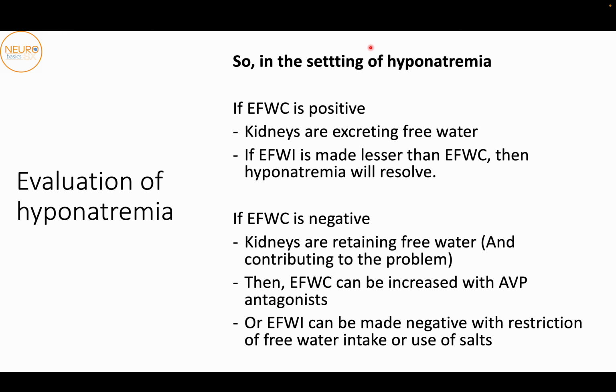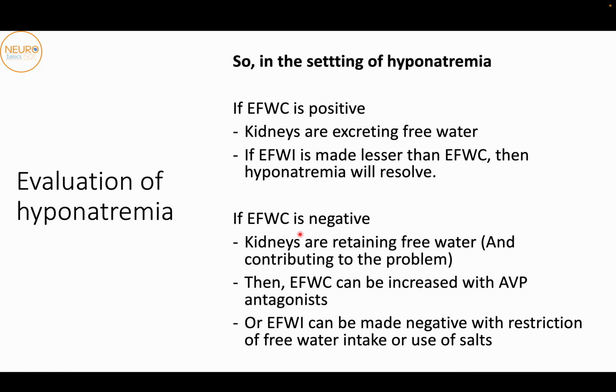So, if a patient does have hyponatremia and you evaluate their electrolyte-free water clearance, and you find that it is positive, that means that the kidneys are putting out free water. And if they are putting out free water, then the hyponatremia should resolve because the kidney is getting rid of all that excess free water which is already present and causing the hyponatremia. On the other hand, sometimes in a patient with hyponatremia, the electrolyte-free water clearance can be negative. And that means that the kidneys themselves are the problem. They are retaining free water and they are creating the problem.